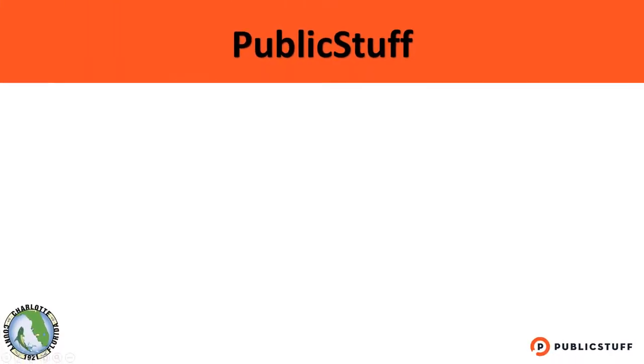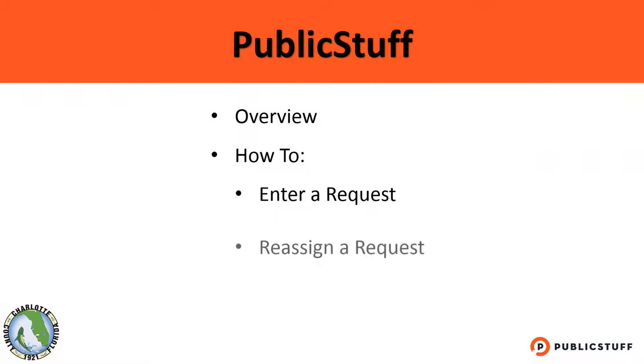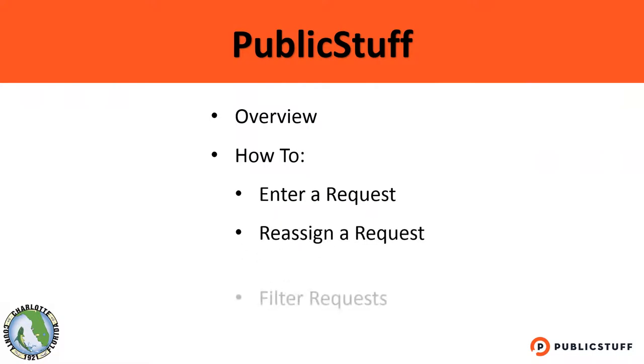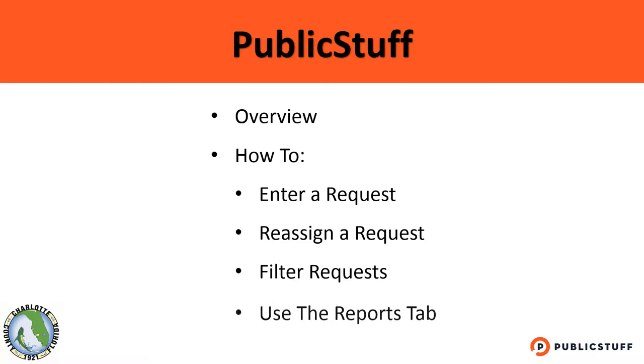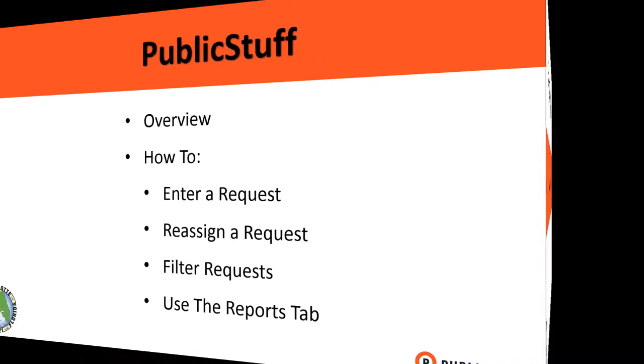In this training video, we will be demonstrating how to use PublicStuff, which will be replacing Call Tracker in the near future. First, we will start off with a brief overview of the whole application. Then we will go through some how-tos of entering a request, reassigning a request to another team member, filtering requests, and running reports using the Reports tab.